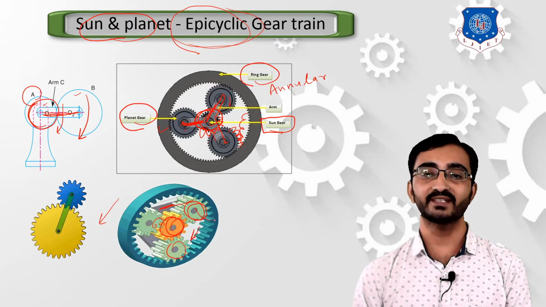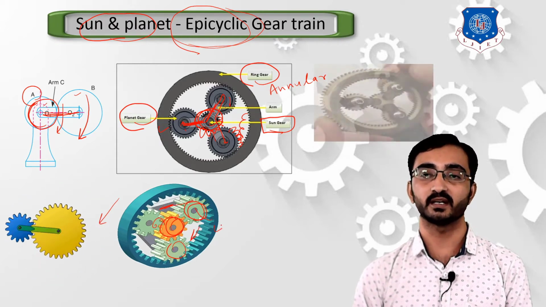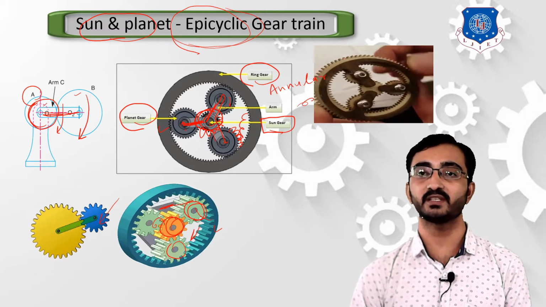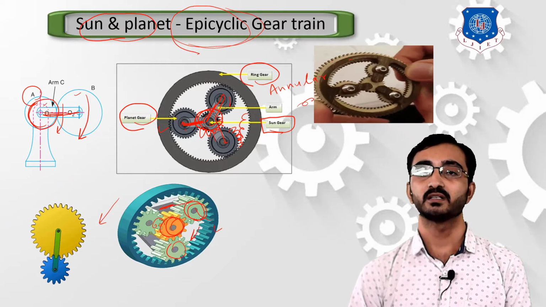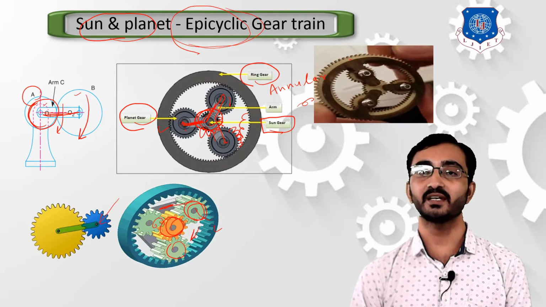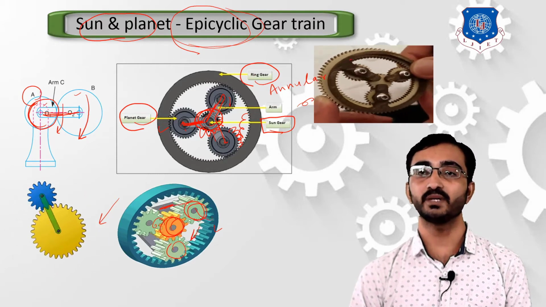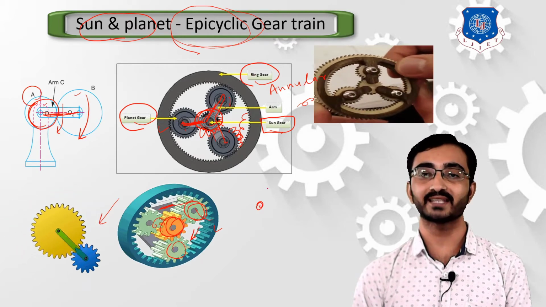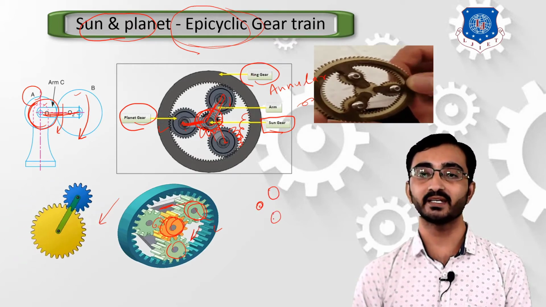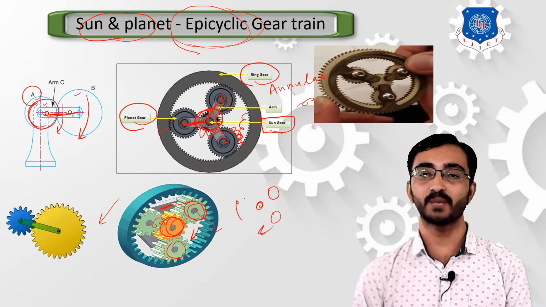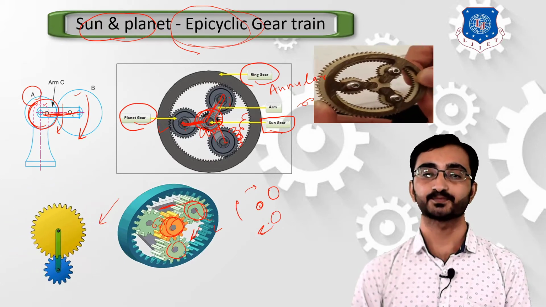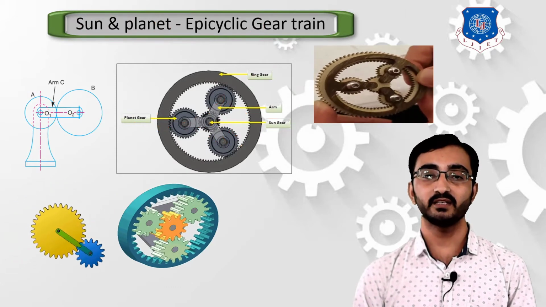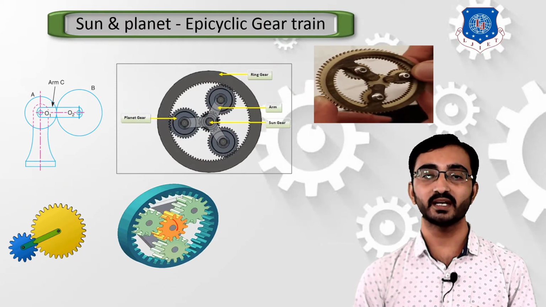But if you fix the rotation of this sun gear, you can refer to this diagram. In that case, the sun and planet gears will move in such a way that they make an assembly in which the sun gear is at the center and all the planetary gears are moving around the periphery of this sun gear.